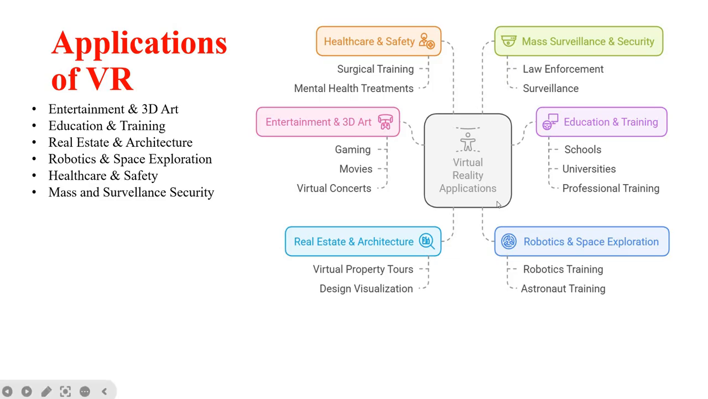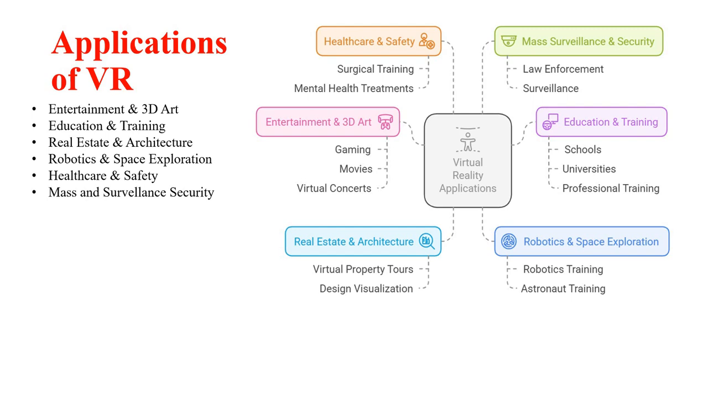Then you have real estate and architecture. Here, real estate agents use virtual reality to offer virtual property tours and allow the clients to explore homes remotely. And architects and engineers use virtual reality for design visualization before the construction. Then you have robotics and space exploration. So here VR assists in robotics training, allowing engineers to control robots in hazardous environments. And astronauts use VR for mission simulations before the actual space travel.